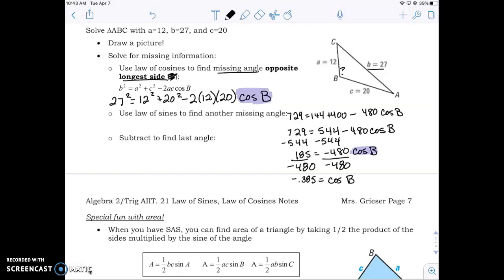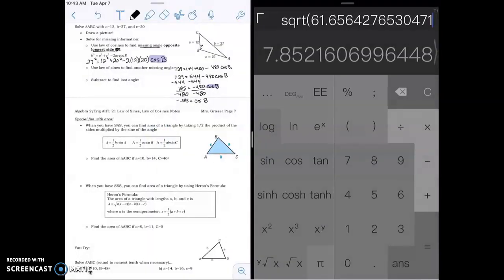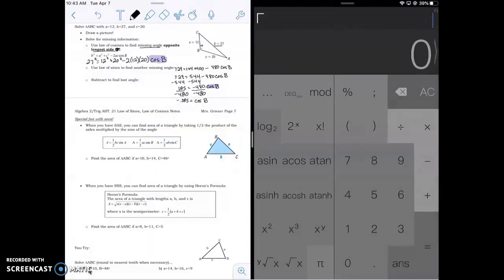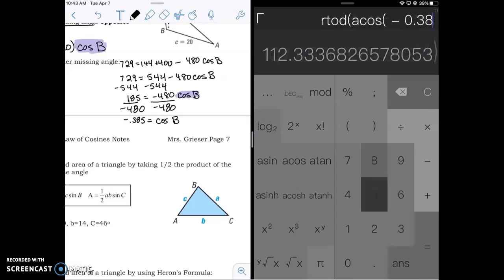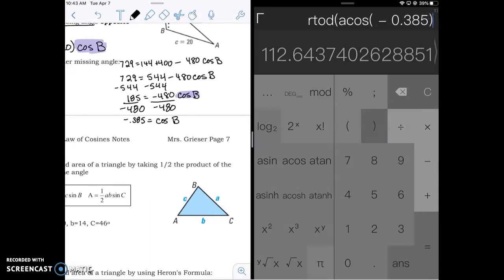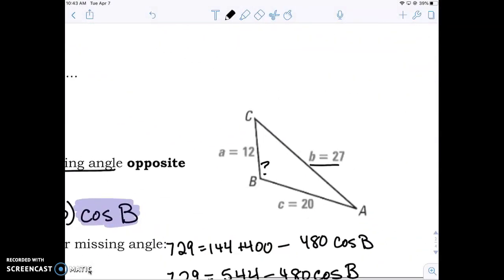What do I do now to get B by itself? Right, so we're going to arccosine instead of regular cosine. So in my calculator, I'm going to go to my 3 dots. I want to do arccosine negative 0.385. And the measure of my angle is 112.644 degrees. Let's see if that makes sense in relation to our picture.